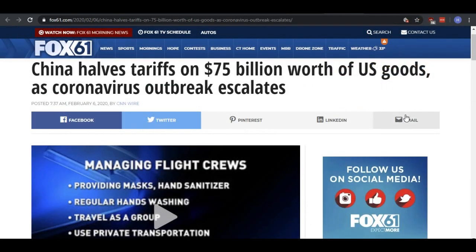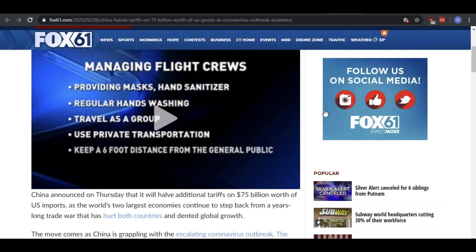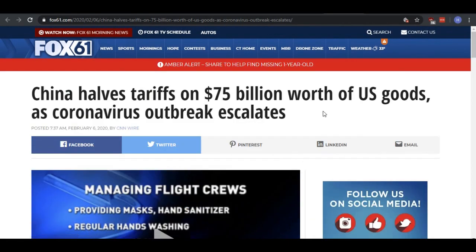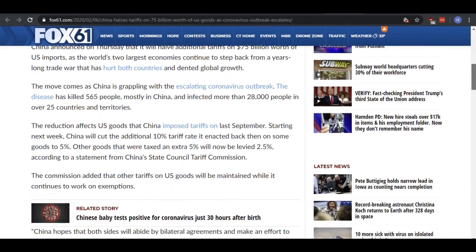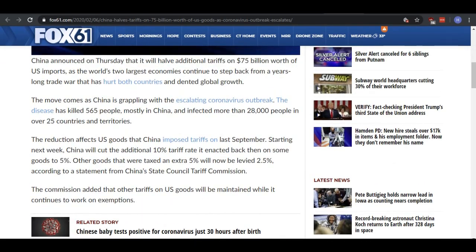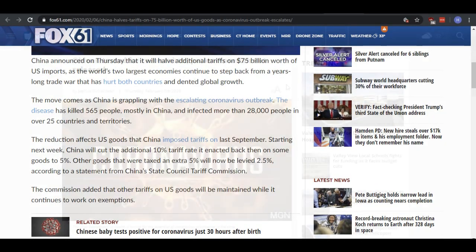China halves tariffs on $75 billion worth of U.S. goods as coronavirus outbreak escalates. China announced Thursday that it will halve additional tariffs on $75 billion worth of U.S. imports as the world's 2 largest economies continue to step back from a years-long trade war that has hurt both countries and dented global growth.